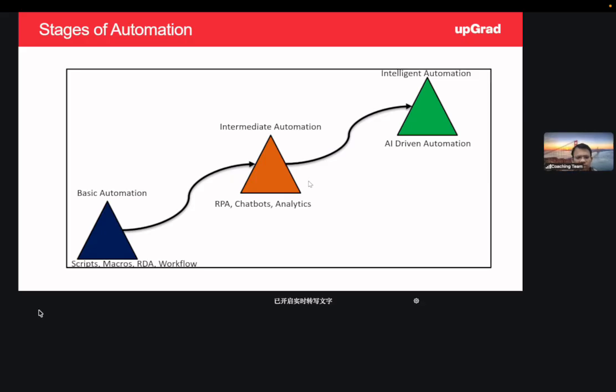Now here, basic automation examples are scripts, macros, workflows, etc. When an unattended bot comes, we talk about intermediate automation, where we develop chatbots to understand user language and do some analytics as well, that is generating reports, creating dashboards, etc. Those all fall under intermediate automation. Intelligent automation is AI driven. That is where IPA, intelligent process automation, comes. I hope the differentiation is clear.